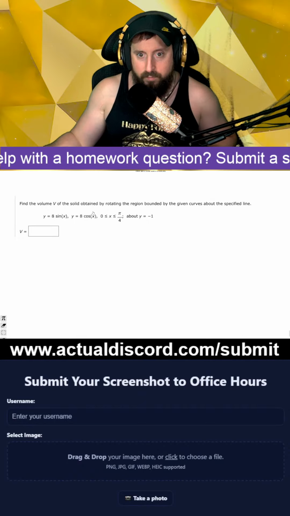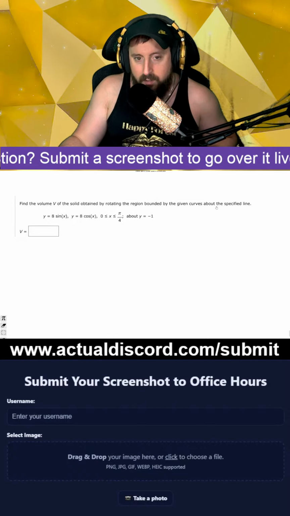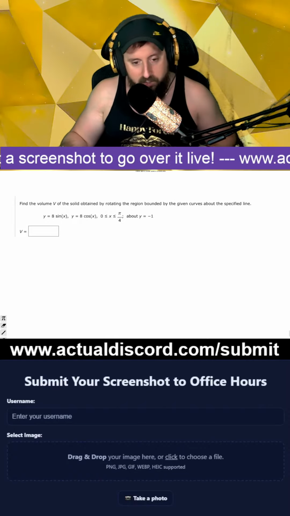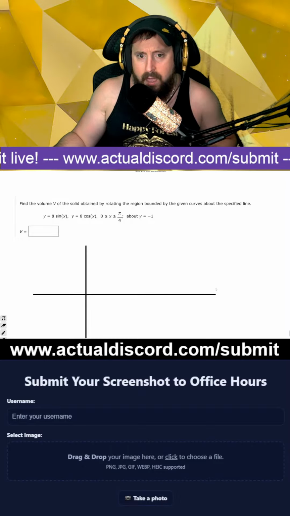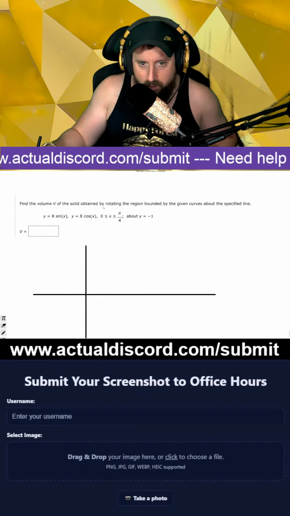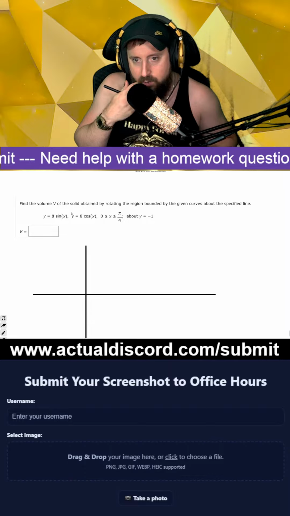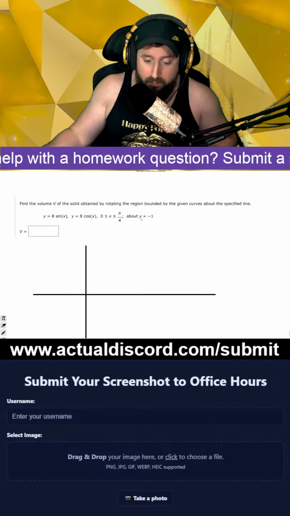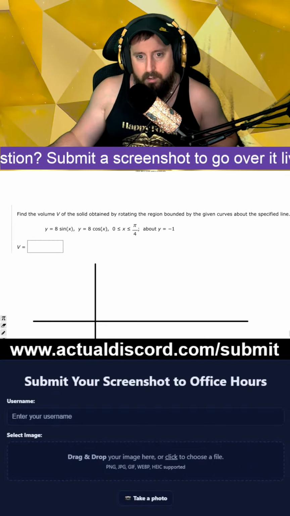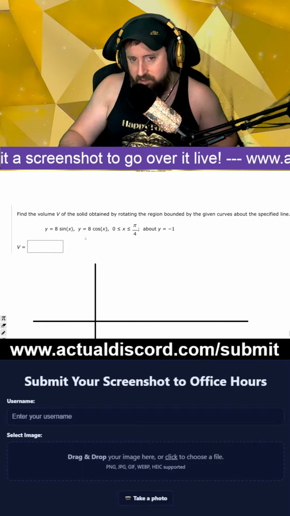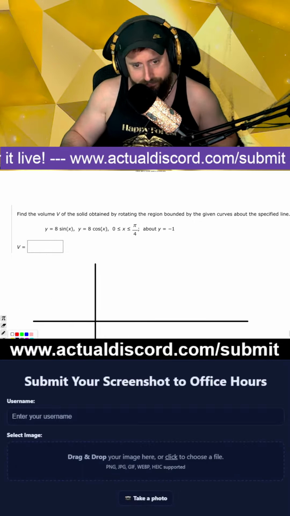All right. The volume of the solid obtained by rotating the region about the given curves is specified on the line. What is the volume? Great. Let's graph this. Oh, you have 2 y coordinates. Okay. y is equal to 8 sine x, and y is equal to 8 cosine of x. And we're going from 0 to pi over 4. So I'm going to try to figure out what the endpoints for this are, right? 8 sine of 0 is just 0, and 8 cosine of 0 is 8.